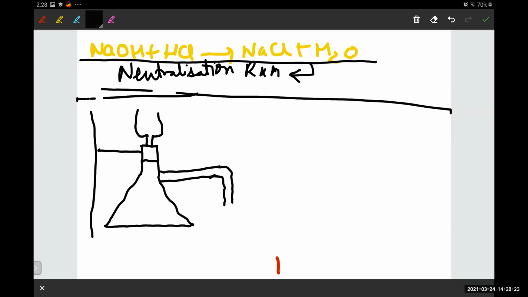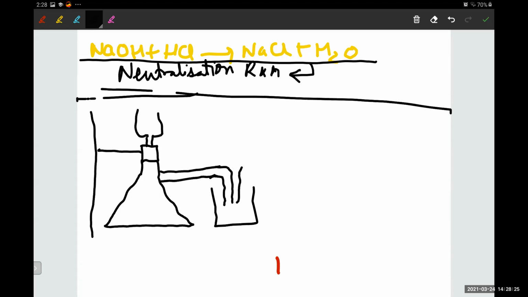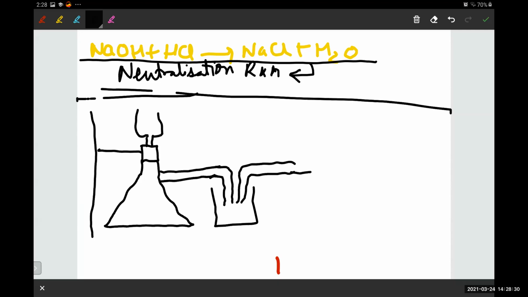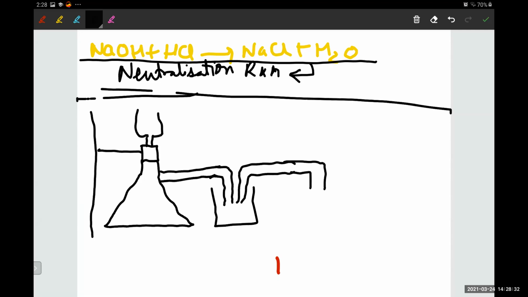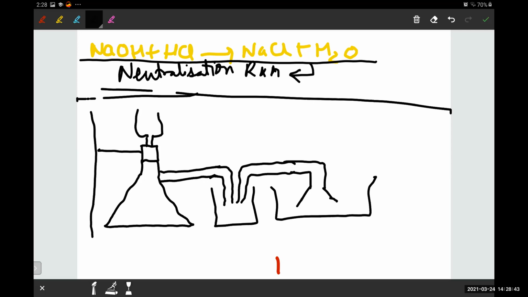Here's the beaker. Then there's another tube going from this beaker to a next tub, or a trough, or a big beaker, as you can see, and it has a conical flask inverted towards itself. So let's now see what is inside them.